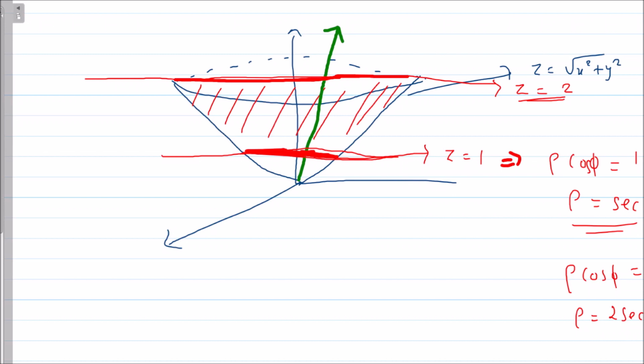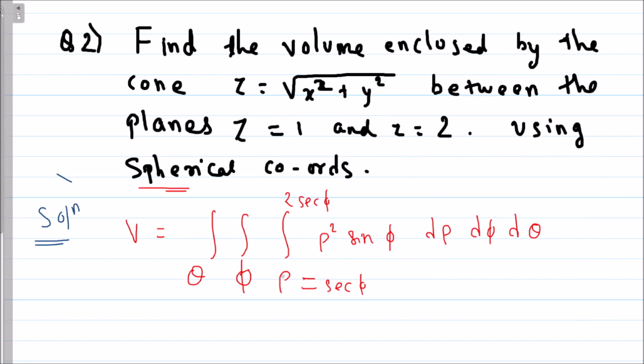Okay, cool. Now I want to find the limits of phi. In this case, it is in the first octant. So definitely the limits of phi will be 0 less than or equal to phi less than or equal to pi by 2, because we are in the first octant. Otherwise the range for phi is 0 to pi, but since we are in the first octant, the limits for phi will be 0 to pi by 2.